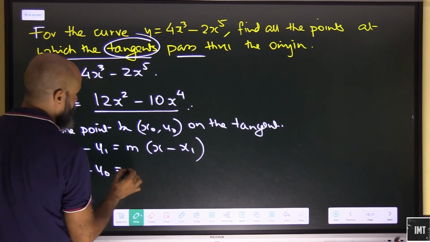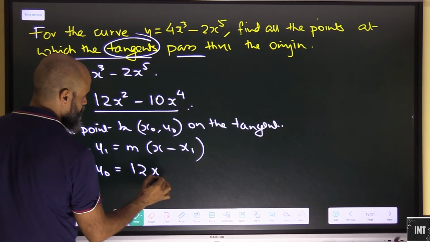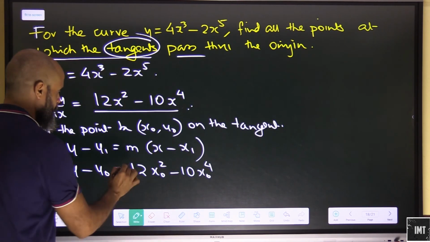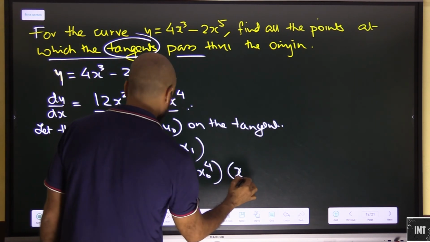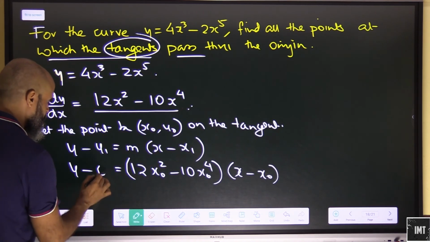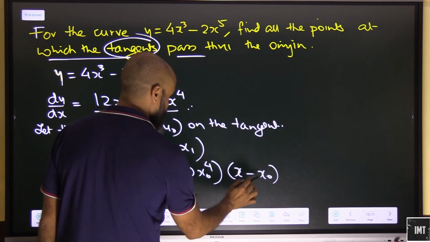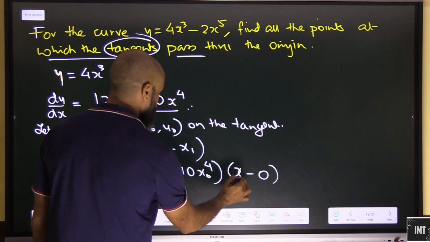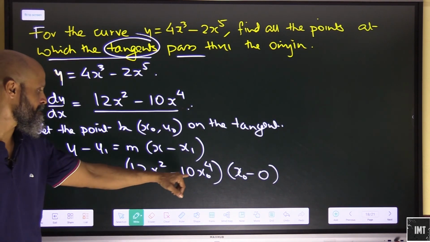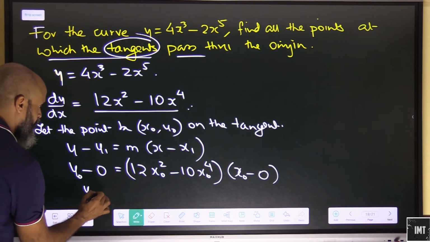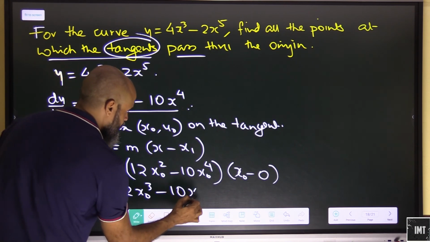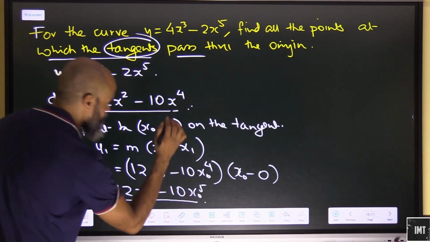What will be the slope of the line? Obviously 12x0 square minus 10x0 to the 4. And this will be x minus x0, or rather, since it passes through the origin, we can say this one is 0, and this one is also 0. Here it will be x0. So y0 minus 0 will be equal to this. So we can say y naught will be equal to 12x naught cube minus 10x naught 5. This is one equation.